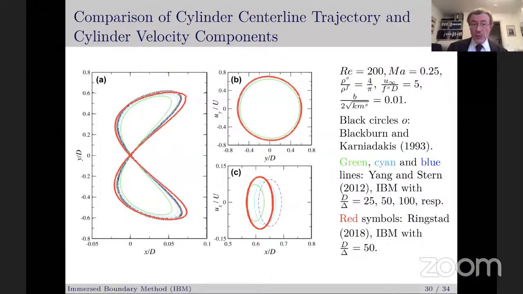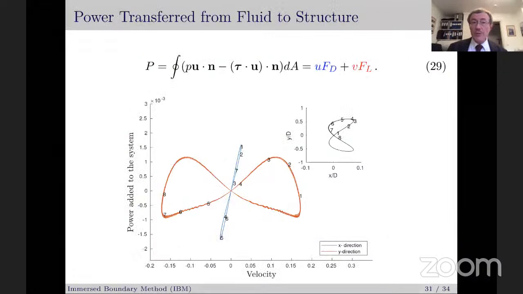Now we analyzed also the power transferred from fluid to structure. And that is essentially the scalar product of force and velocity. So here we have the surface integral over the cylinder with the pressure involved, the normal velocity, the viscous stress tensor, the velocity, and then the normal vector.